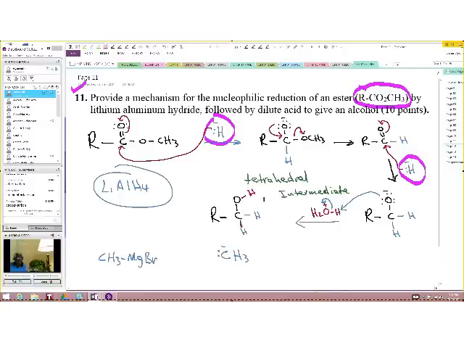And that is why we say you have to indicate step 1, addition of the lithium aluminum hydride or sodium borohydride, and then you say step 2, addition of the hydronium ion. And the same thing if you are using a Grignard. So the mechanism is basically the same.